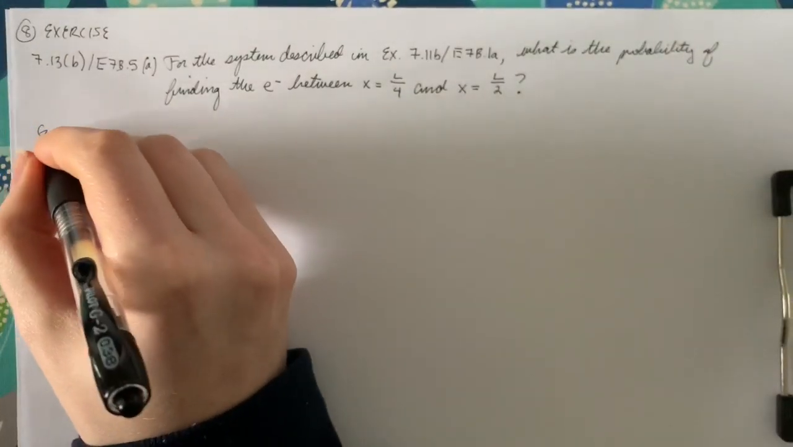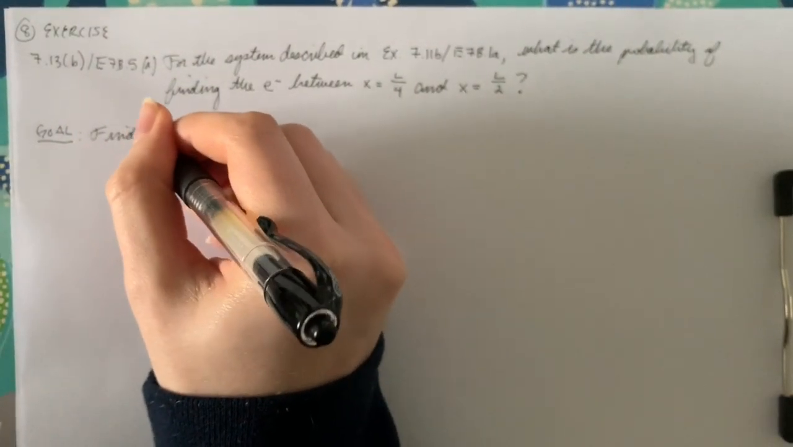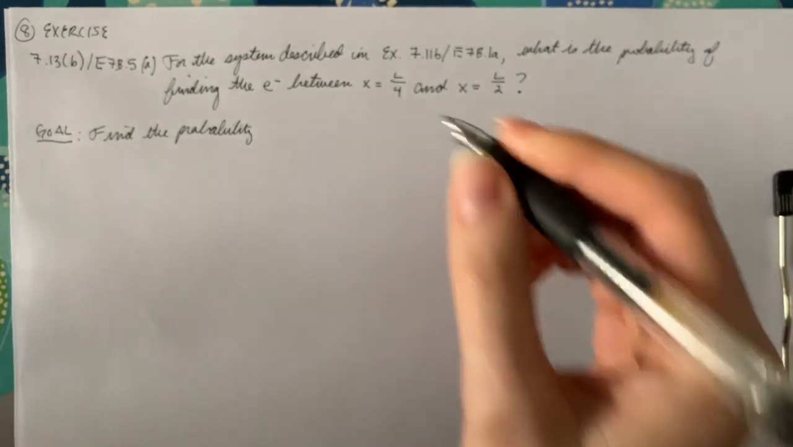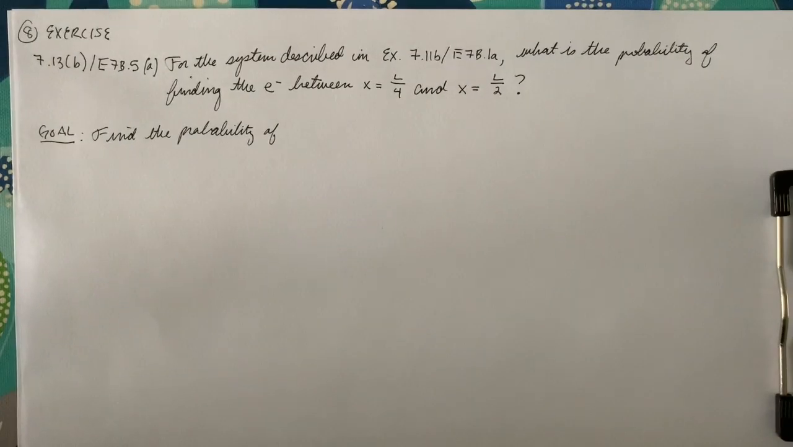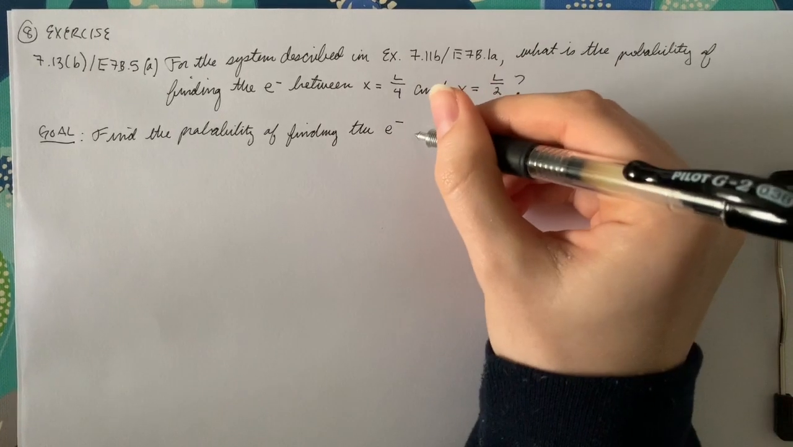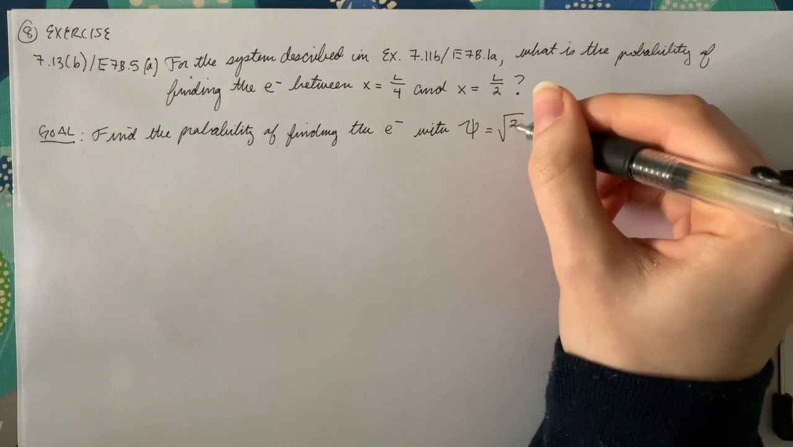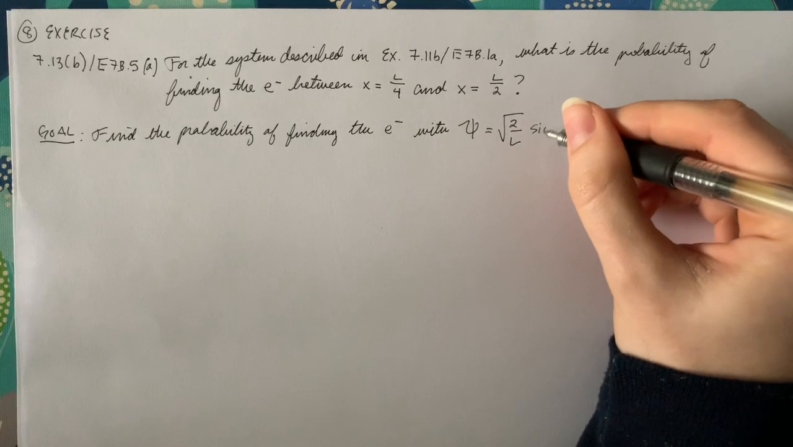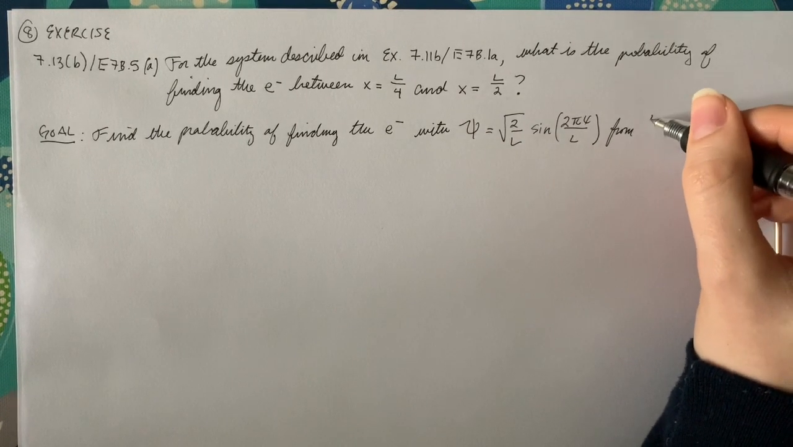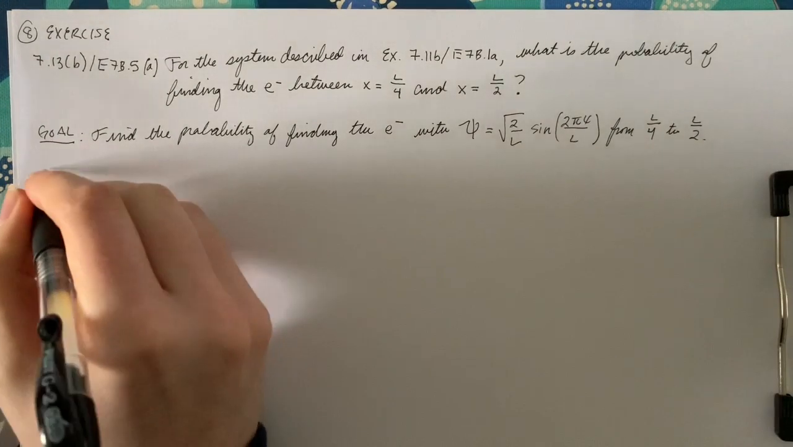So our goal: find the probability of finding the electron. Oops, that's out of focus. Okay. We found our normalized psi from the previous problem. So psi equals square root of 2 over L, sine of 2 pi x over L, from L/4 to L/2.